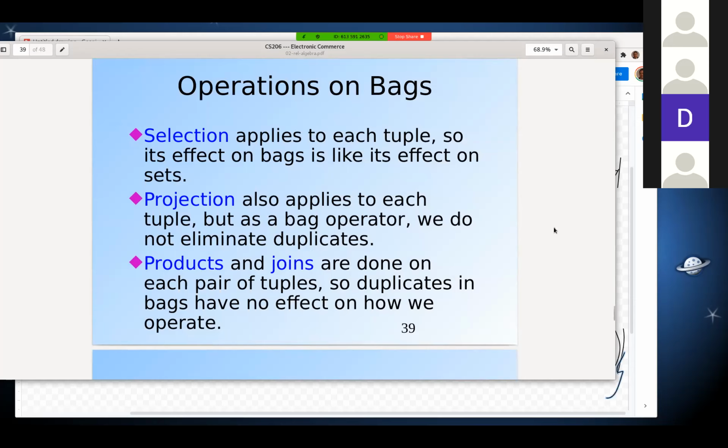Okay, let's see. Can you say that everything can be a bag but not a set? Not really sure. Strictly speaking, sets remove duplicates by definition. That's the way they work.